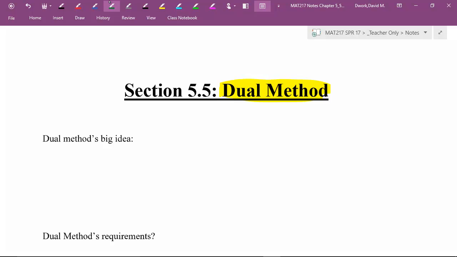One, your variables had to all be greater than or equal to 0. The second one was your constraints had to be less than or equal to a positive number. And the third one was that it had to be a maximization problem. Well, dual method is for when everything is backward from standard simplex. When everything is wrong.